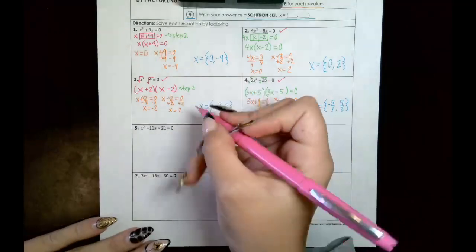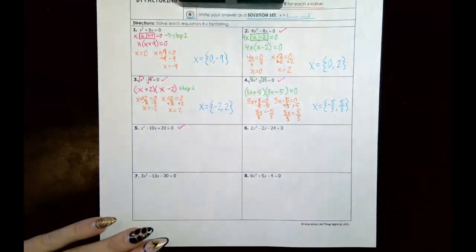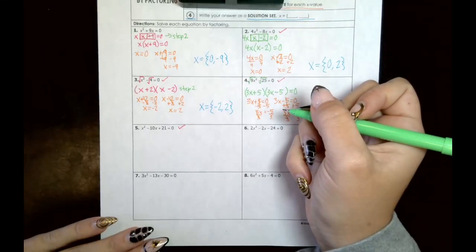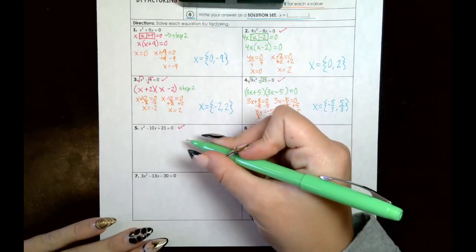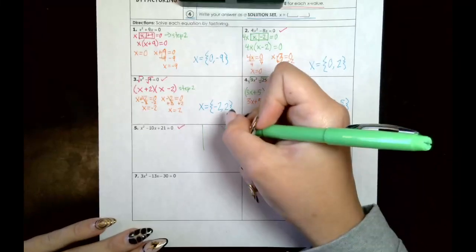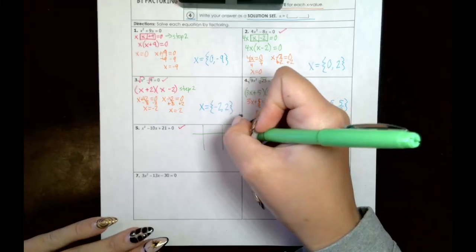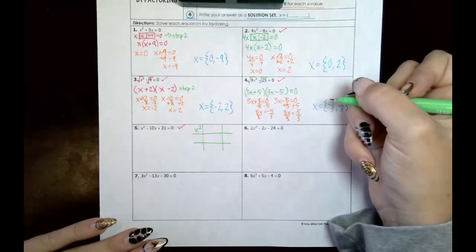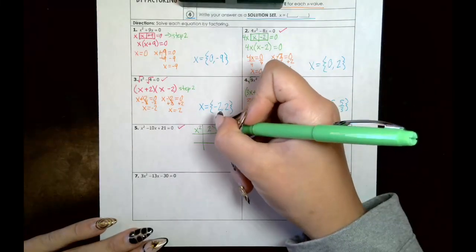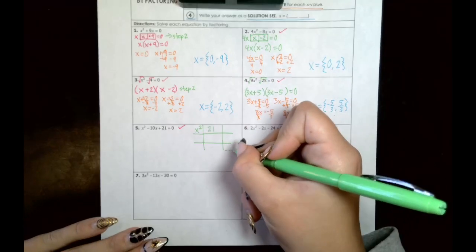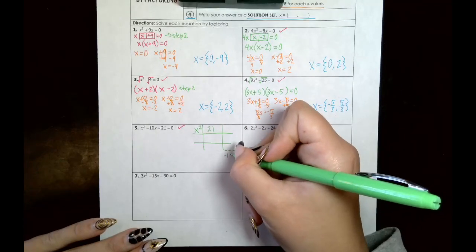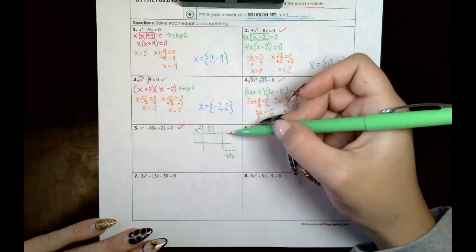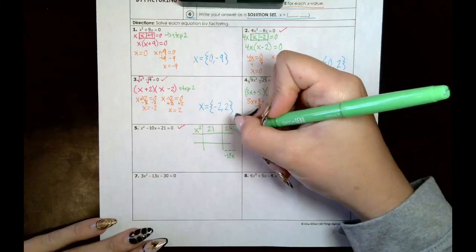Okay, for this next one, step 1 is also already done because it's set equal to 0. So step 2, we need to factor. So the best way to factor for this, we can do tic-tac-toe. So if we do tic-tac-toe, we're going to have our x squared here, and then our 21 here, and then down here, we need it to equal -10x. So x squared times 21 is going to give us 21x squared.